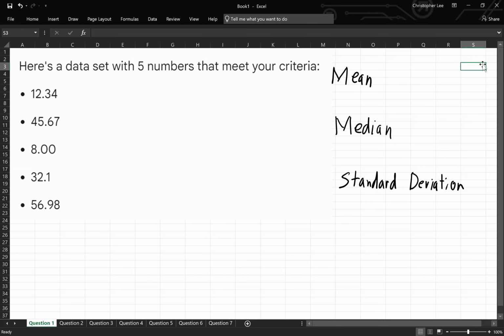So we have a data set here with 5 numbers, and I want 3 things from it. I want the mean, the median, and the standard deviation. Okay, let's start with number 1.